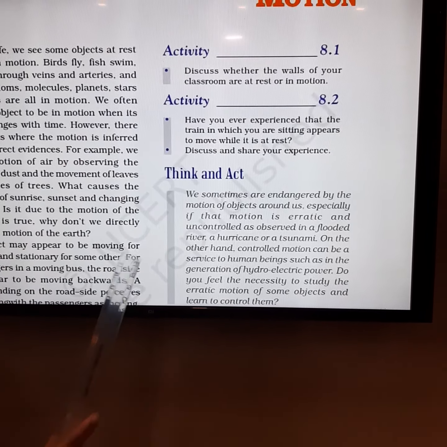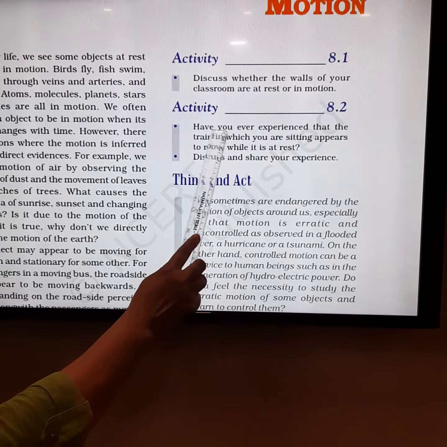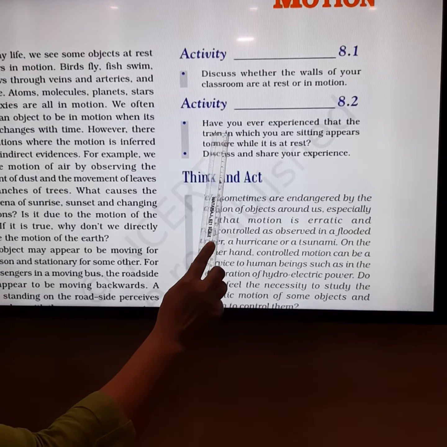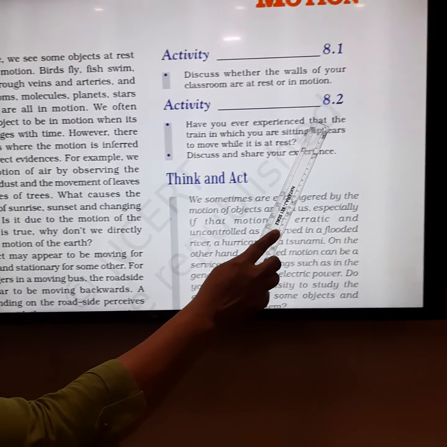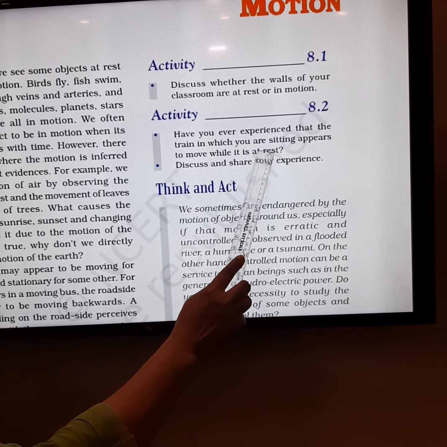Now students, let's see activity 8.2. Have you ever experienced that the train in which you are sitting appears to move while it is at rest?